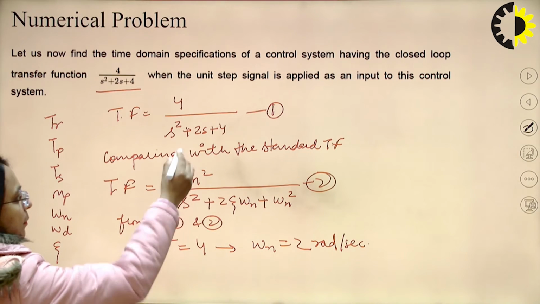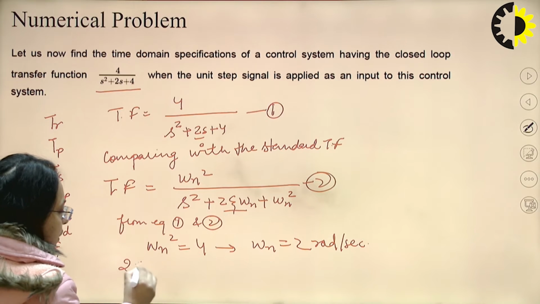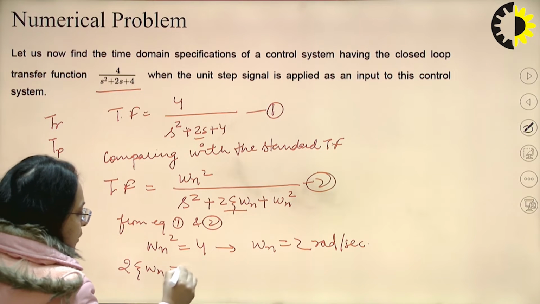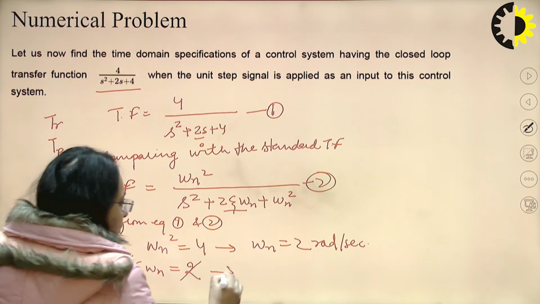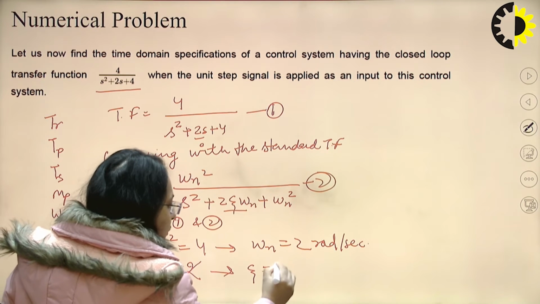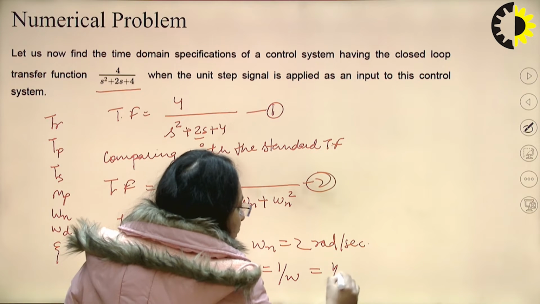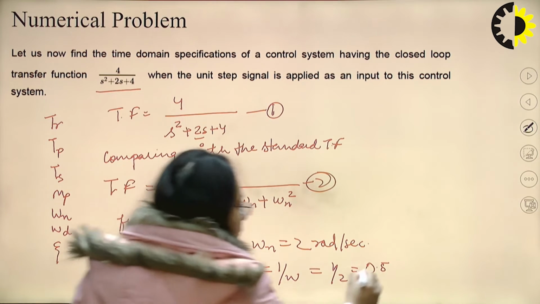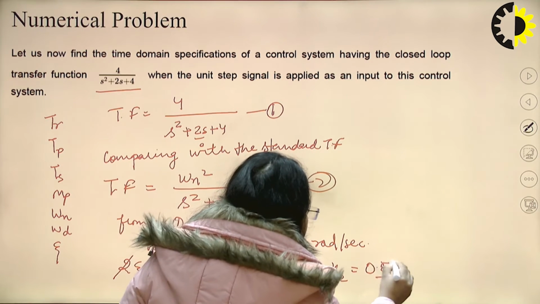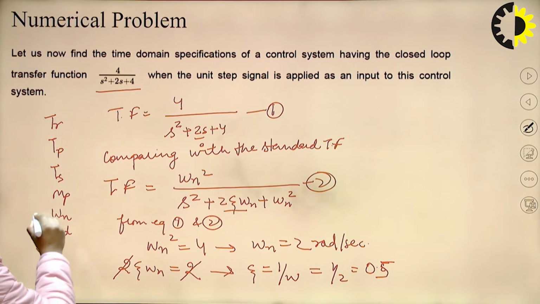And while comparing this term with this term, we'll get 2 zeta omega n equals 2, okay? So it is cancelled out, and zeta equals 1 by omega n. It is coming out to be 1 by 2, which is 0.5. Okay. So we have calculated the value of zeta and omega n.